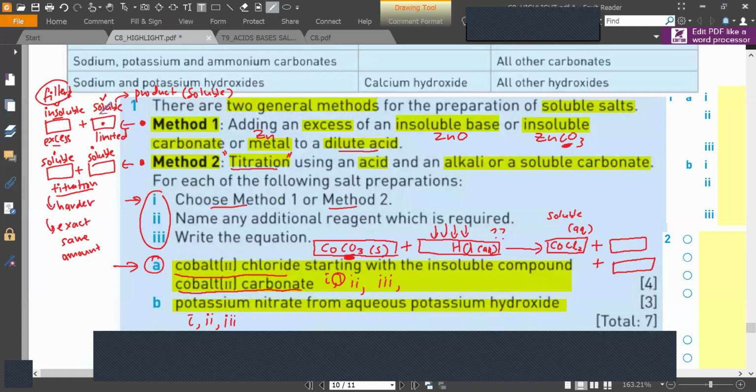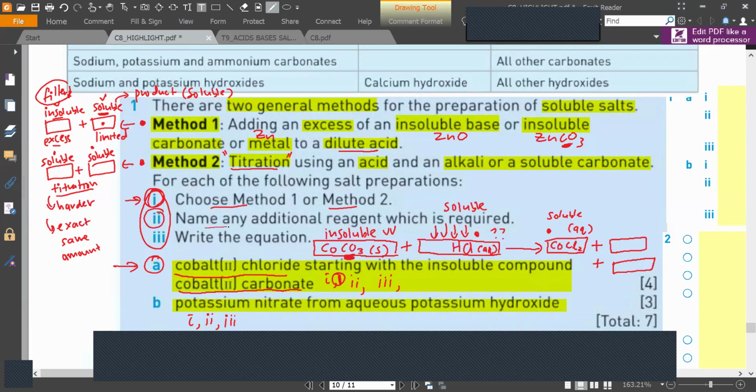But this one, the acid, we cannot access because if we access, later we cannot separate it from our product. Okay, so that's the problem. For this situation, because we have insoluble plus soluble, we will use method 1. It's easier. After we finish, we just filter to remove the copper cobalt carbonate. Okay, so we already finished.